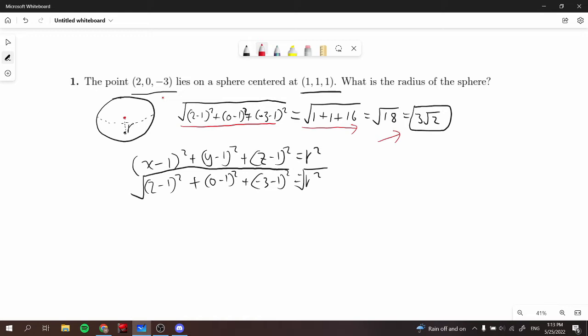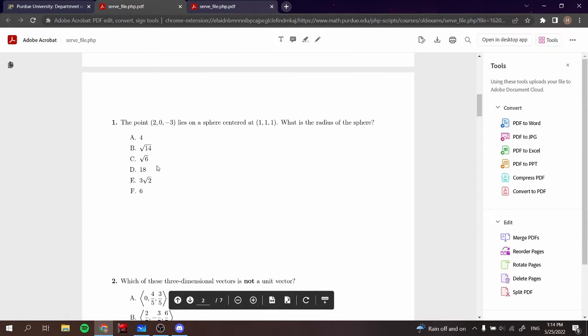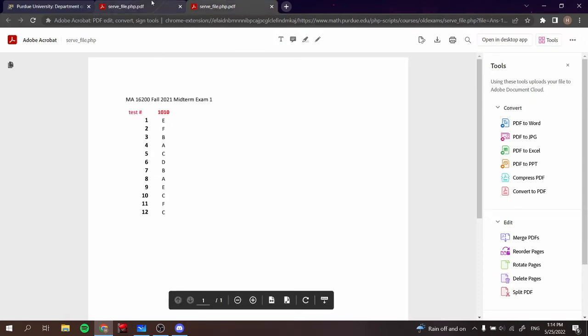This way is more of a plug it into the formula, right? If you remember the formula, you can plug it in and you can solve for the unknown, which is r in this case. Or in another case, you can think about it as a distance, right? You can visually think about it and know that it's just a distance between the two points and use the distance formula, and that will work too. So going back, we got 3 root 2, which would be E, which would be the right answer.